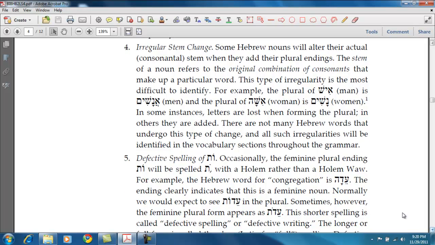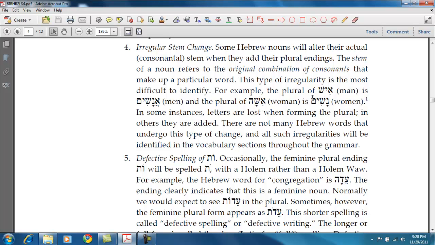Now we do have what we call irregular stem change, where these are nouns that you're just going to have to memorize. They don't make any sense on why they changed, and a lot of it's because of the frequency of their use. Some Hebrew nouns will alter their actual consonant stem when they add their plural endings. The stem of a noun refers to the original combination of consonants that make up a particular word. This type of irregularity is the most difficult to identify, and I agree with that.